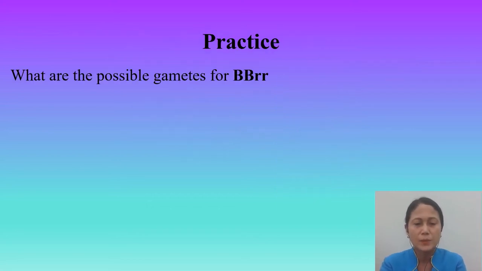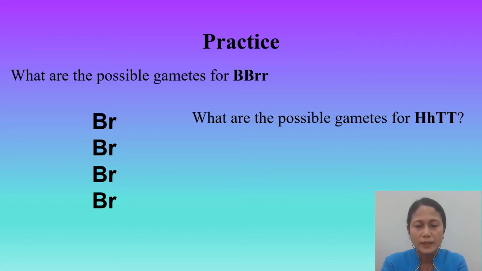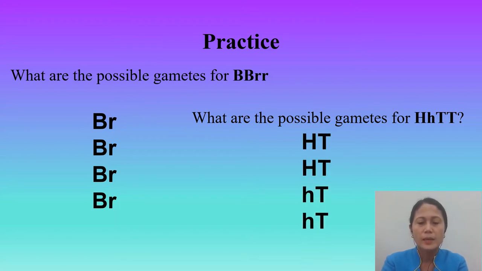Okay, so let's have a practice. What if we have two big B's and two small R's? What are the possible gametes? You will have big B and small R. Okay, and then what if you have one big H, small H, and two big T's? What are the possible gametes? It will be like this.